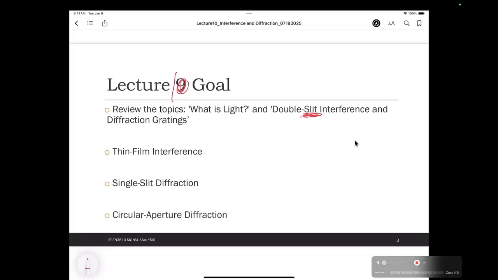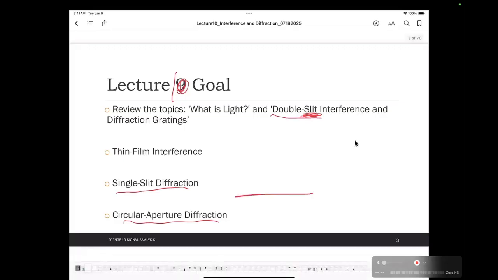Firstly, we will review what we have already learned in last class, and then we will learn thin film interference, and after that we will learn single slit diffraction. Last class we talked about double slit, and this class we will talk about single slit diffraction, and after that we will talk about circular aperture diffraction, the other kind of diffraction. Okay, let's continue.